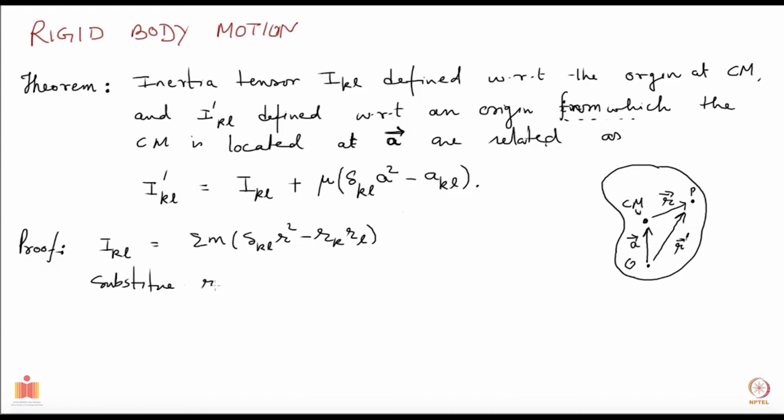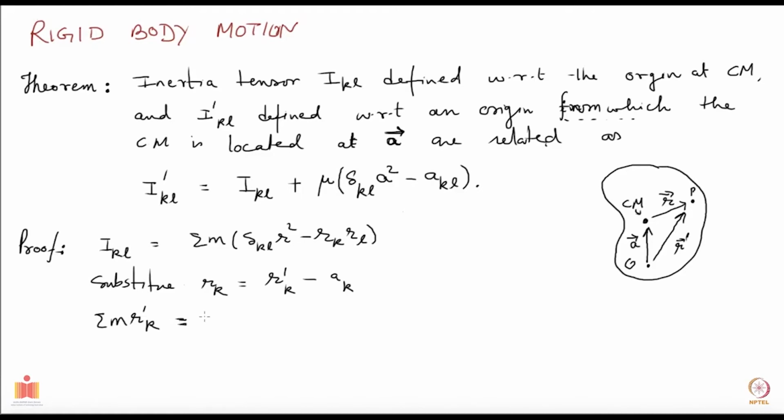Okay, so your r is r prime minus a. Let me put it in components. So that's what you should substitute in this equation. Okay, and when you do so, you'll generate lots of terms, and some of them will look like what you should have in ik prime, and there'll be other terms which you can combine with whatever you get using these identities, these definitions.